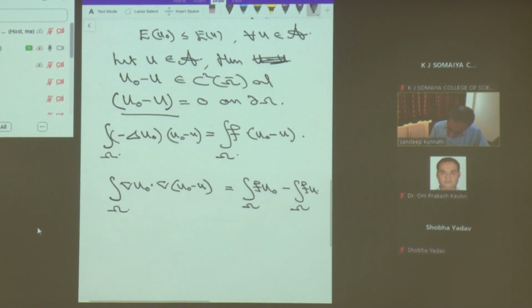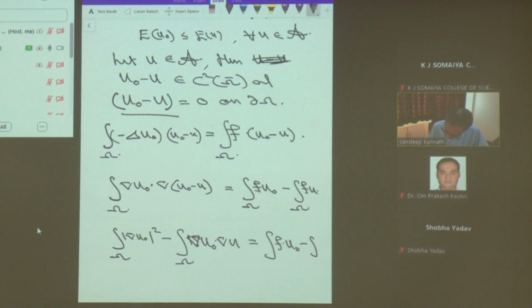Okay. Now simplifying further, the left hand side becomes integral over omega of gradient of u naught squared minus integral over omega of gradient of u naught dot product with the gradient of u. That is going to be equal to integral over omega of f into u naught minus integral over omega of f into u.